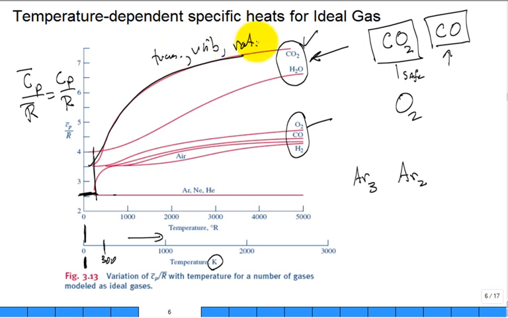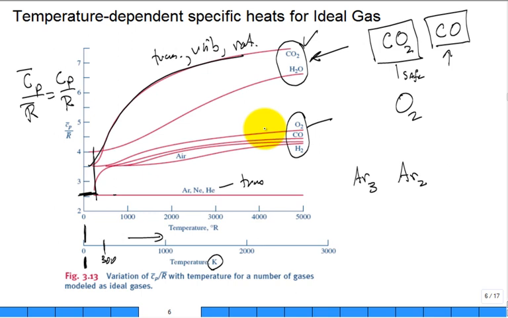They're more complex, hence they have more temperature-dependent specific heats. These are very simple, only translational. When you have two atoms, you can have a dumbbell, but you don't have as many dynamic vibration modes. But they're still temperature-dependent.